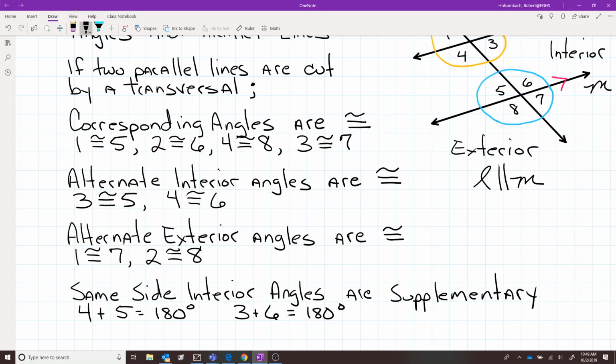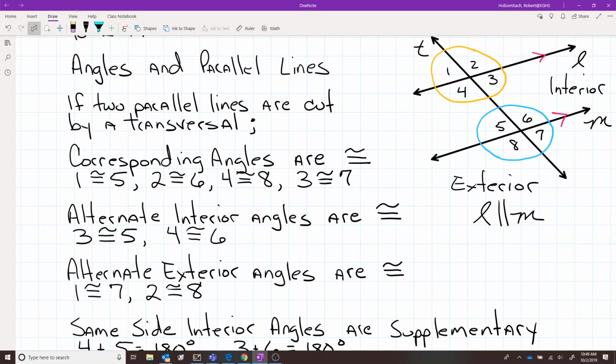You're going to have to learn those relationships, know those relationships, and you're going to have to be able to describe the relationship between angle 1 and angle 7. You're going to have to know that they're alternate exterior angles and that they're congruent. Same with the relationship between angle 2 and angle 8. Alternate exterior angles and they're congruent. All of these relationships that we just discussed, you're going to have to be able to identify angles on your quiz and determine their relationship.